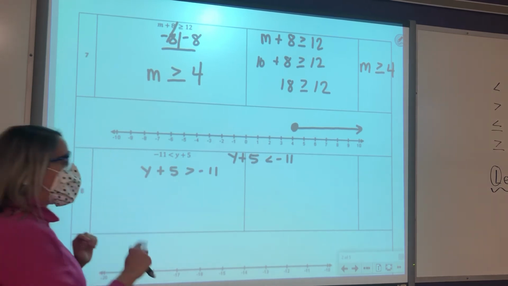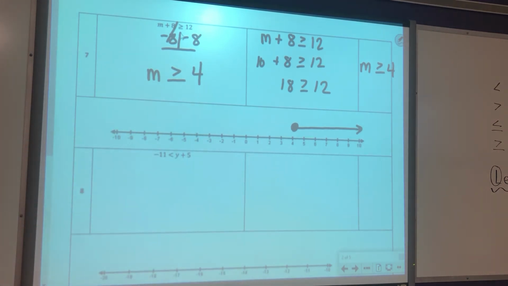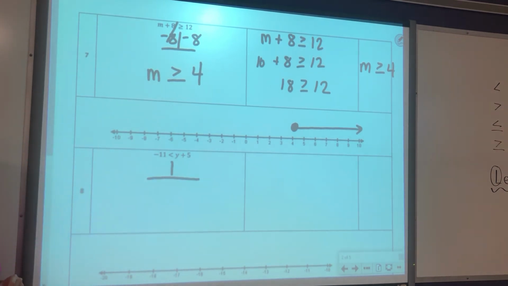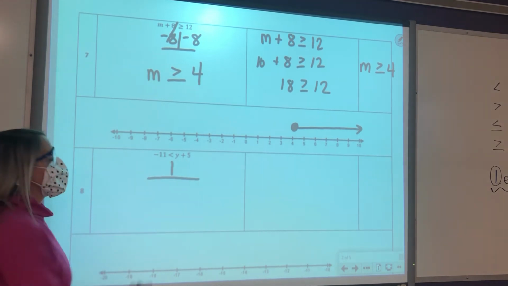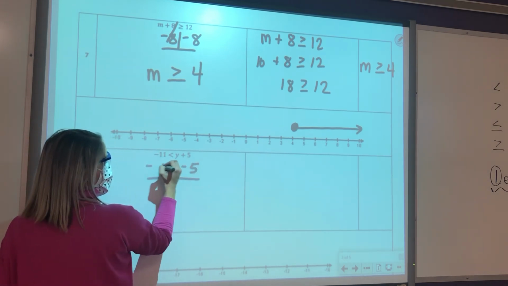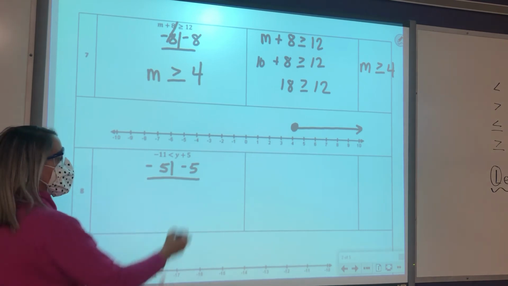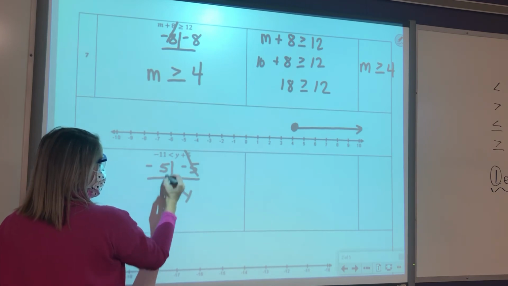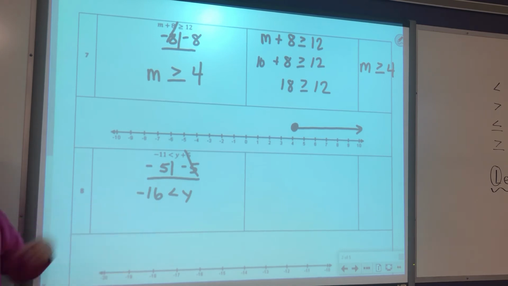Now, if I did not rewrite it, I'd still do my upside down T, right? Y is being added by 5. So what's the inverse of adding 5? Subtract it. So I'd subtract 5 from the right, subtract 5 from the left. Five minus 5 is 0, that's my 0, and then negative 11 minus 5 is negative 16. Same signs, so we add.